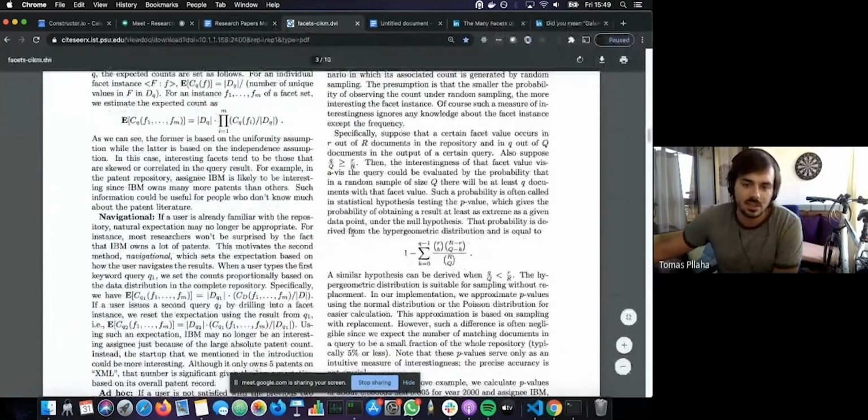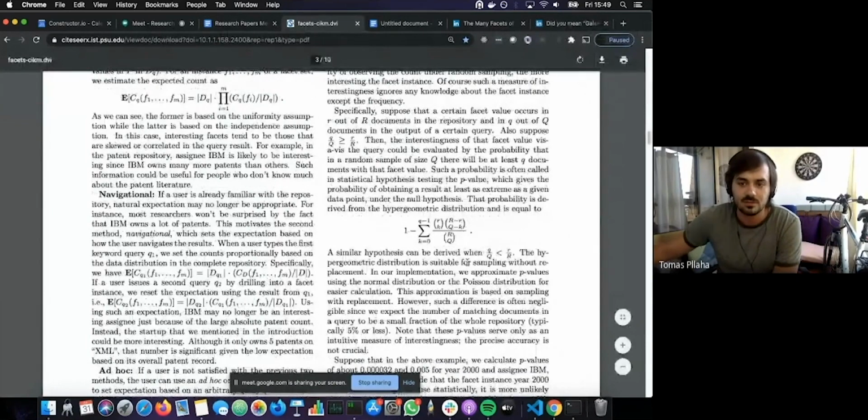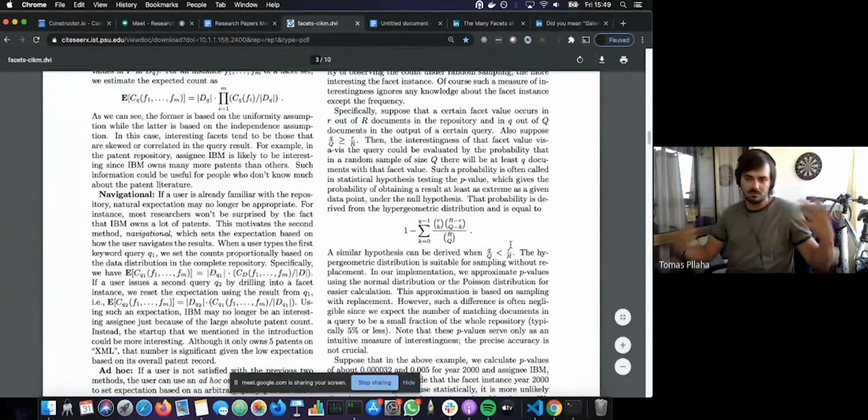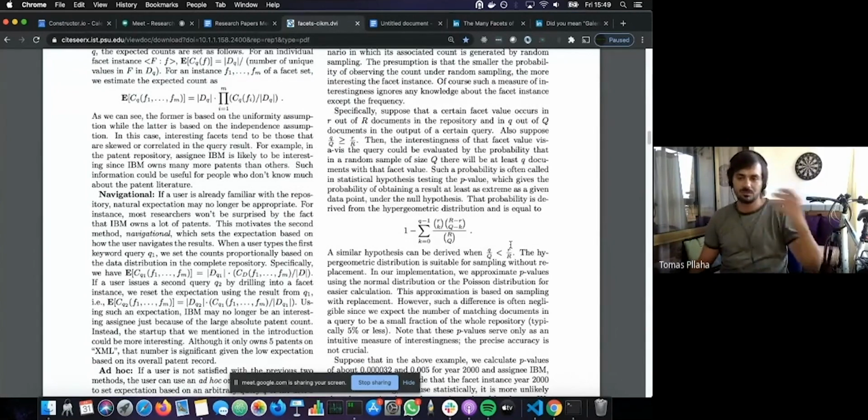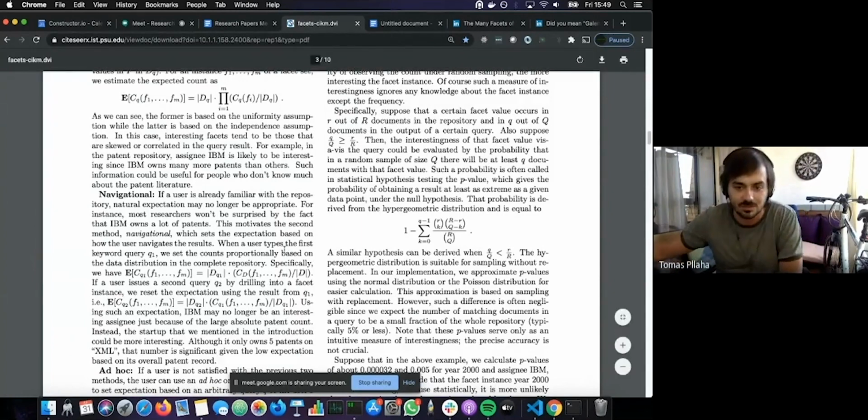And then they say, of course, a similar hypothesis can be derived when the number of returned results is less than the average. In that case, it would be uninteresting, because the chances that you get an IBM paper randomly in a random sampling of the papers pool are very high. So if you get just a few of them, that's not very interesting. You could have gotten them by chance.